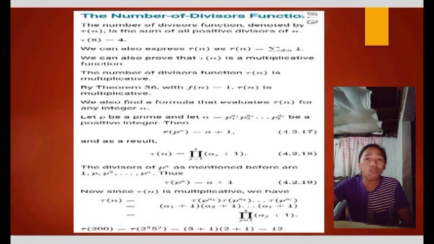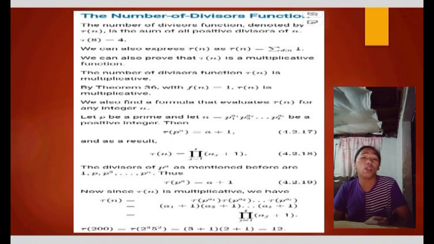Now, since the tau of n is multiplicative, we have the tau of n is equal to the tau of p sub 1 raised to a sub 1 multiplied by the tau of p sub 2 raised to a sub 2 all the way to the tau of p sub t raised to a sub t, and is equal to a sub 1 plus 1, a sub 2 plus 1, all the way to a sub t plus 1, which is the product from j equal to 1 all the way to t of a sub j plus 1.